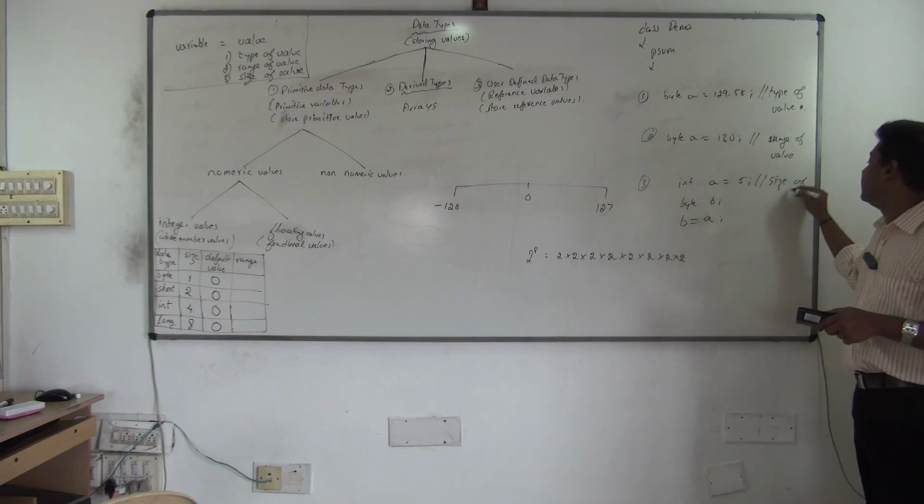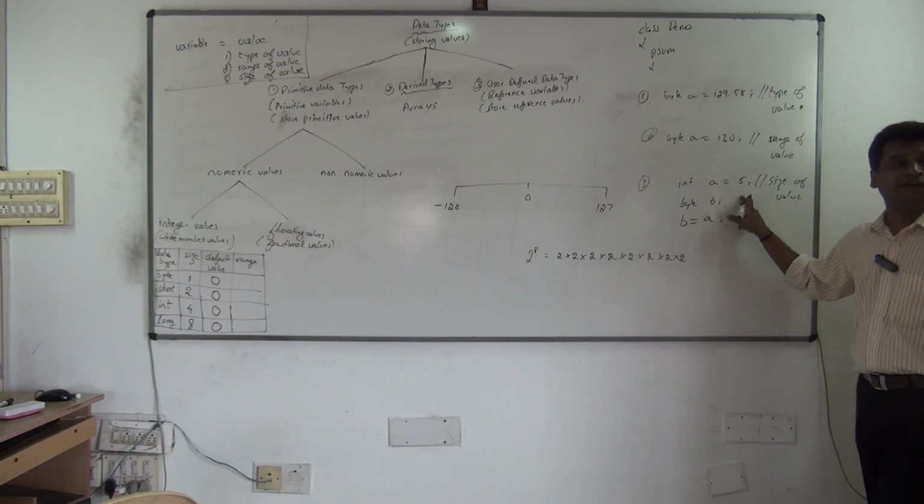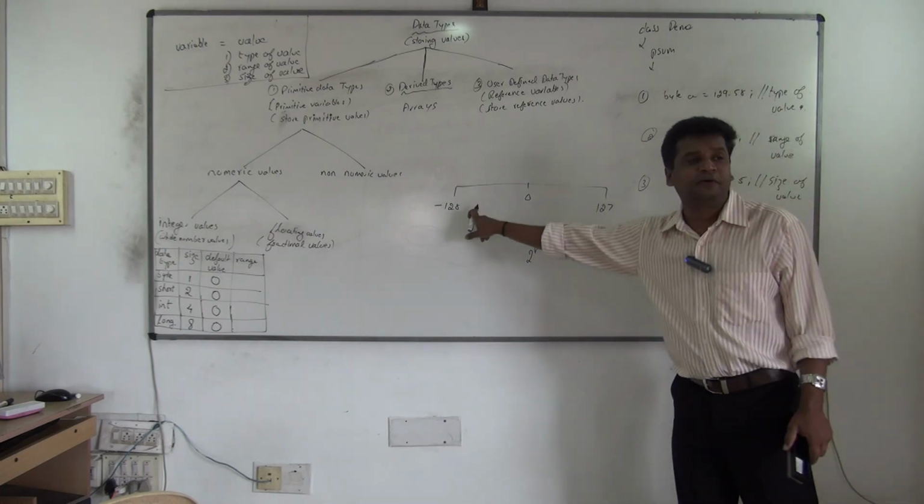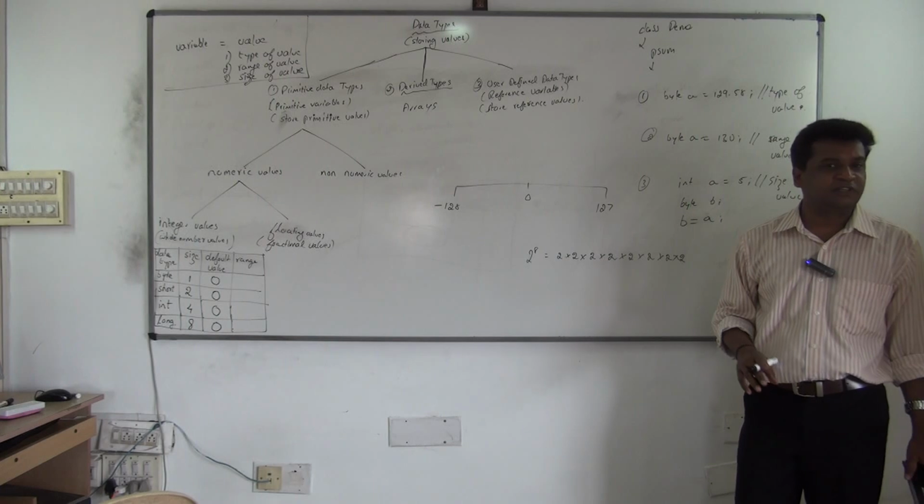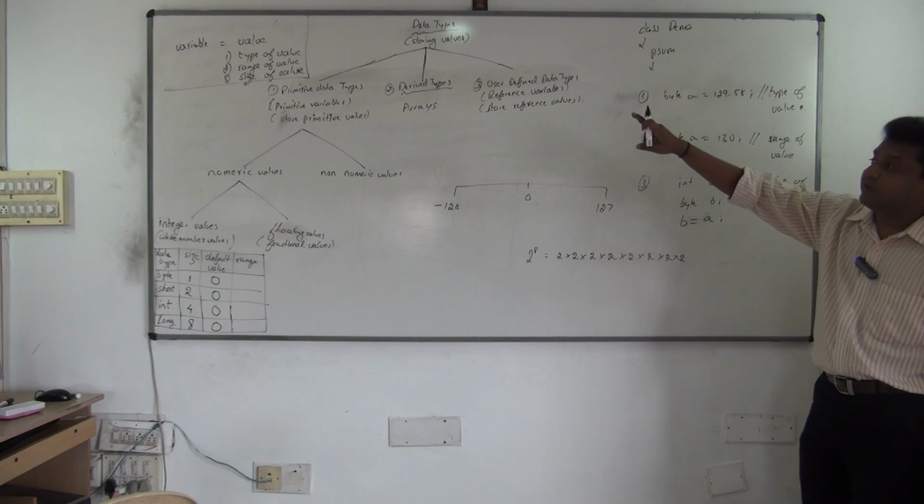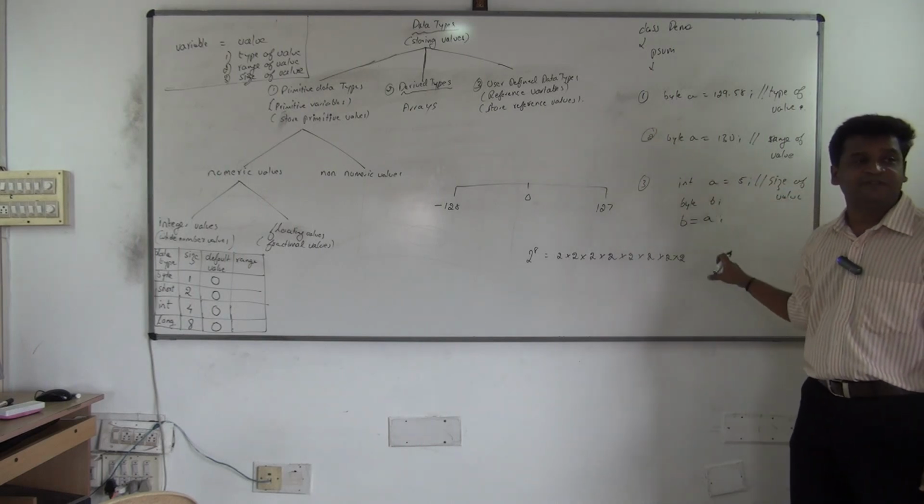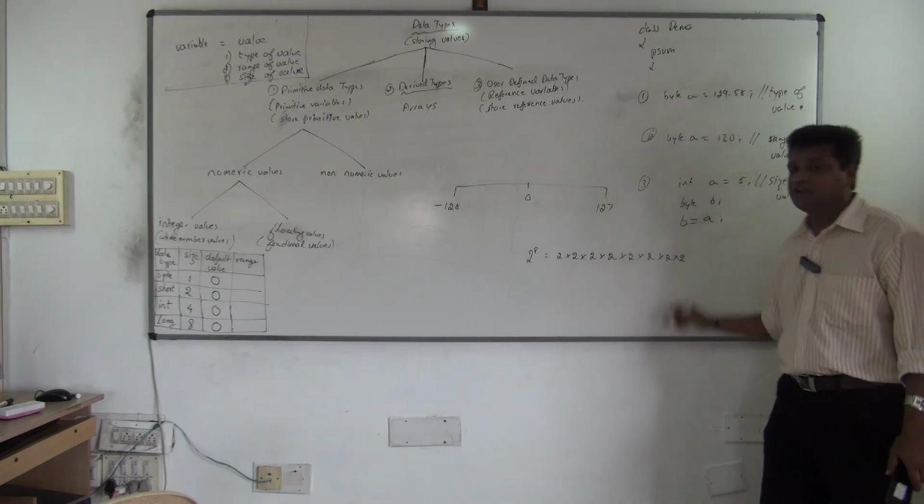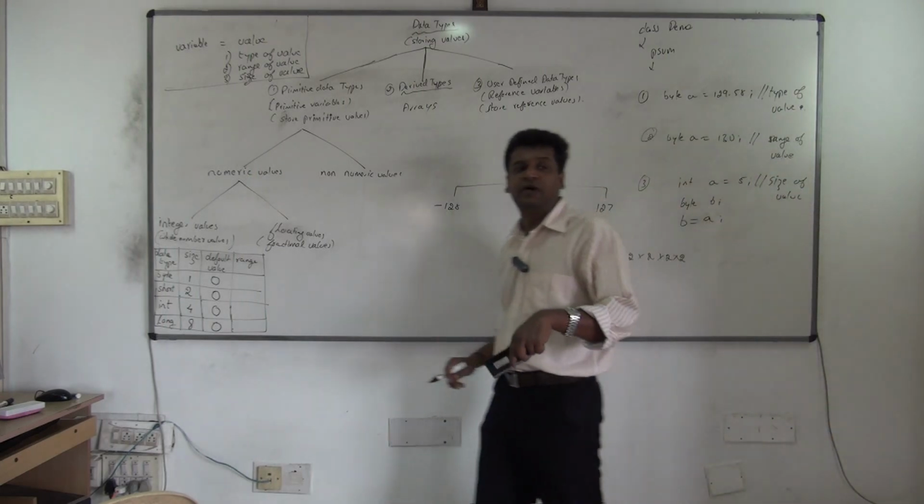Range is correct, it is within range. See, 5 is within the range of minus 128 and 127. 100% it is within range. Type of value is also correct. What is the type of value? Integer value only. So the type of value is correct, range of value is correct, but the problem is size of value. So these three things will come into picture when you are storing a value into a variable.